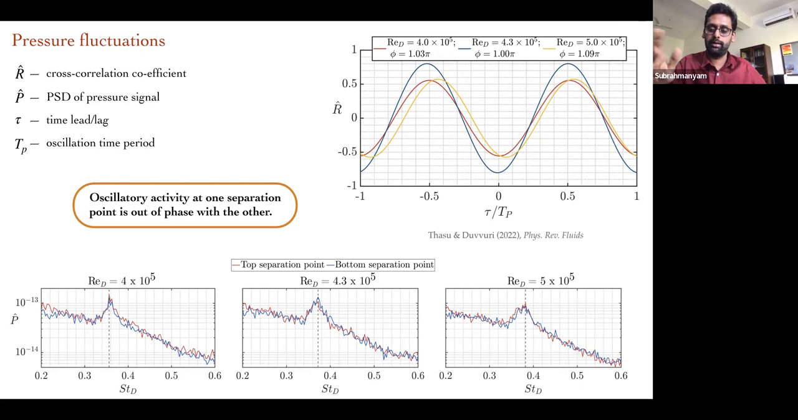So this is a feature of the flow that is the same as the low speed counterpart. So when you look at a low speed cylinder wake, you have vortex shedding in the top and the bottom halves happening at a phase difference of 180 degrees. So similar thing happens in the high speed wake as well.